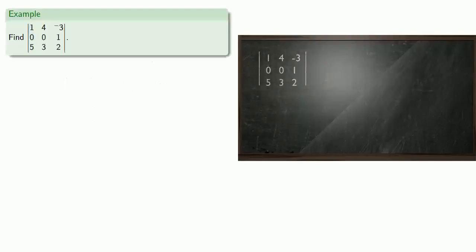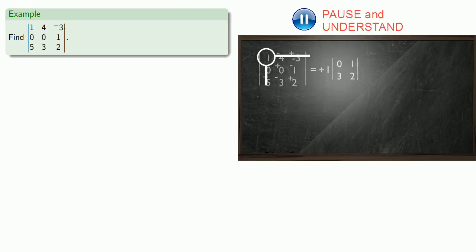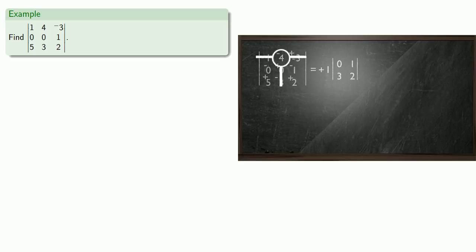How about a 3 by 3 matrix? Again, we'll set up our grid of plus and minus signs. If we start with the first row again, we'll take that first entry, cross out its row and column to form the minor, and then multiply that minor by the entry along with its sign. We'll take the second entry, cross out row and column, which gives us a minor, and then multiply that minor by the entry along with its sign.